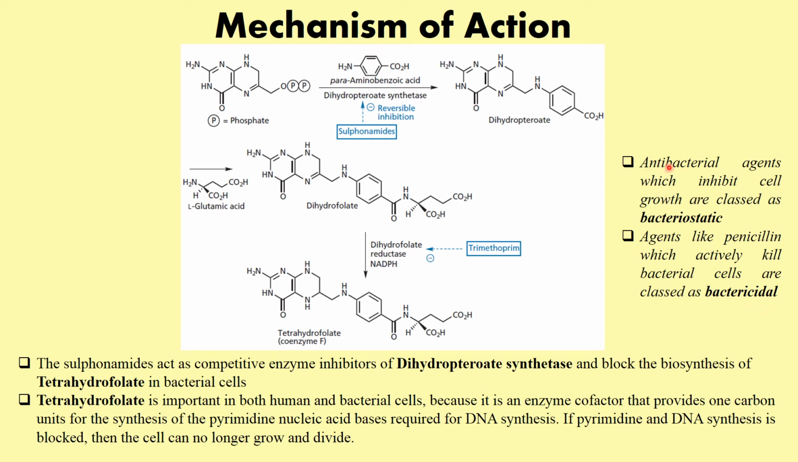Any antibacterial agent which inhibits the cell growth, it means it is not killing the bacteria, it is just inhibiting its growth. So they are called bacteriostatic. But if a drug like penicillin is obviously killing a bacterial cell, then it is called bactericidal. So any drug which kills the bacteria is called bactericidal. And any antibacterial agent which inhibits this cell growth is called bacteriostatic.